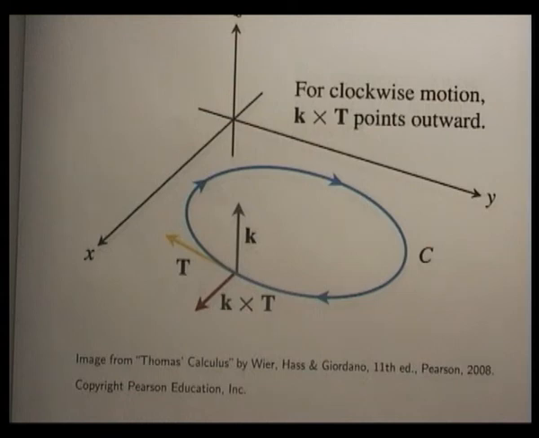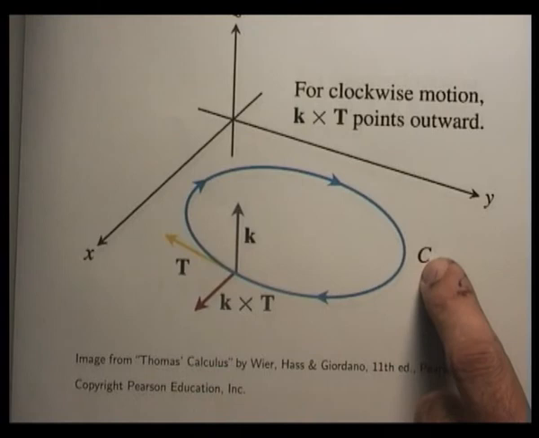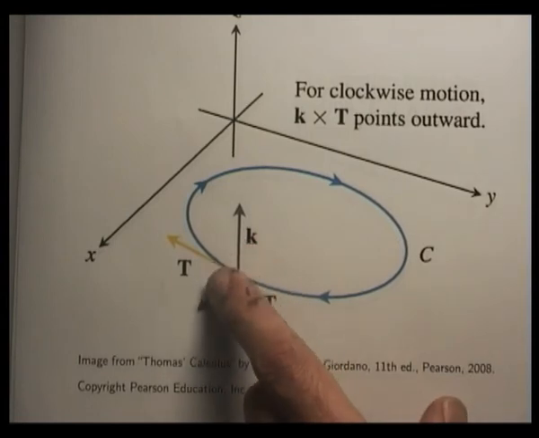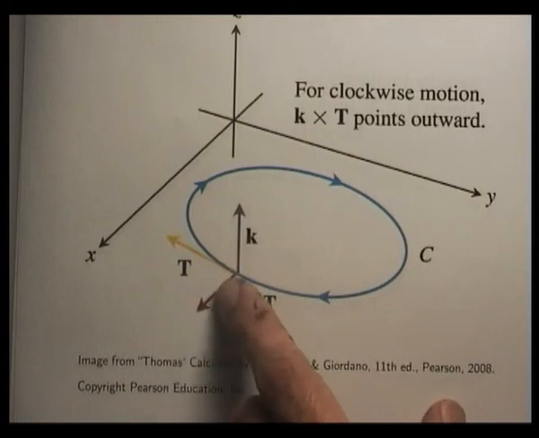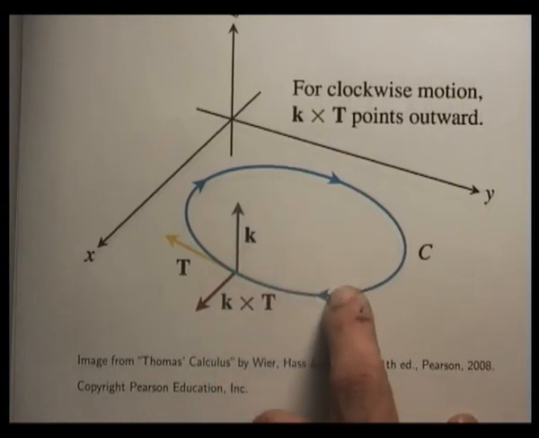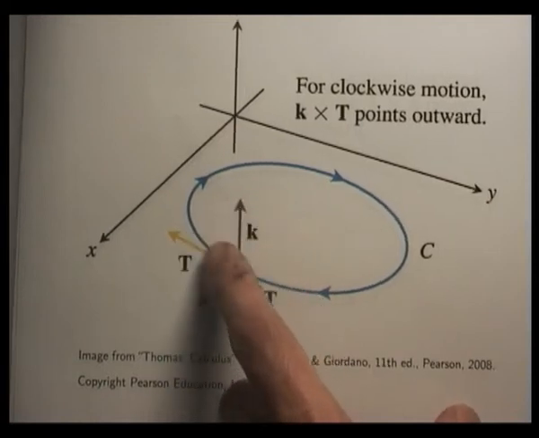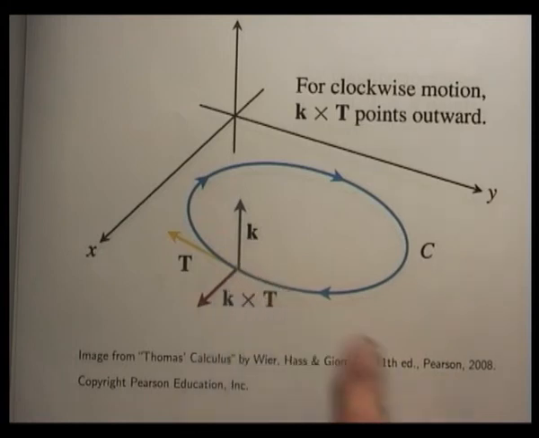Here's a picture of a curve C that is traced out in a clockwise direction. Now, given the direction, we can always compute the unit tangent with a specified direction. The question is, if we know that the curve C lies in the plane, we always have this unit vector k, and we can produce this unit tangent vector. Can we use those two vectors to produce an outward pointing normal? And the answer is yes, we can, just by taking the cross product.